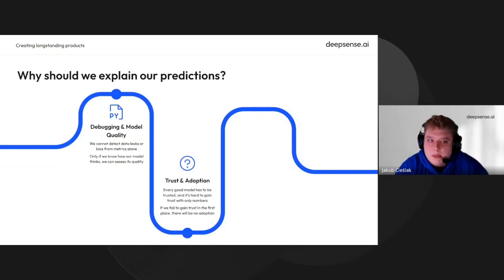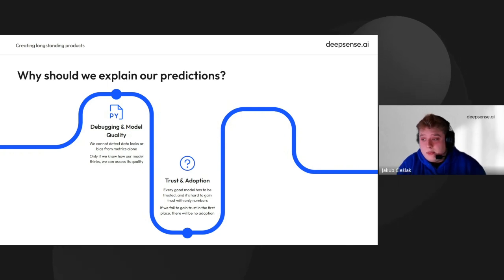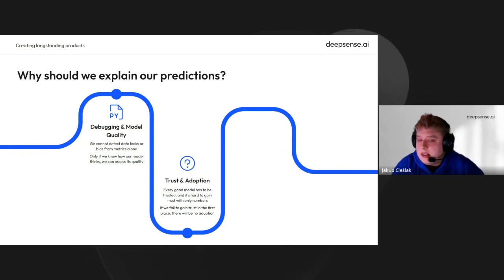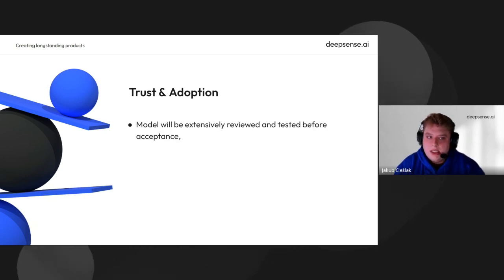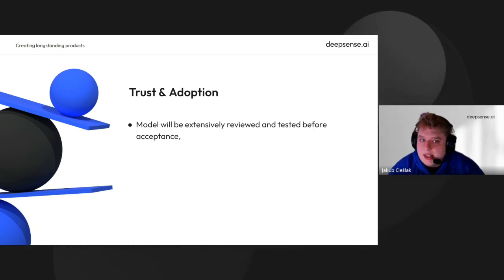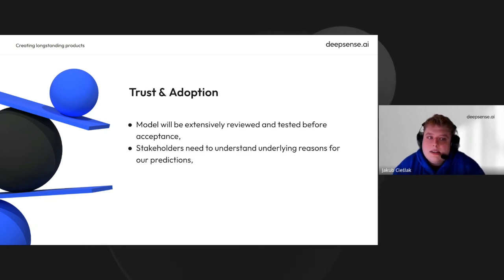And this one, in my opinion, is really important because every good product has to be trustworthy. And it's hard to gain trust with only numbers. If we fail to gain trust in the first place, there will be no adoption of our model. So, when talking about trust, there are usually three groups of people that you will have to convince that your model is worth using. The first one is you and your data science team. Here, amongst the people that deal with models every day, you can limit yourself to talking about ML metrics, hyperparameters, and best features. Second is stakeholders.